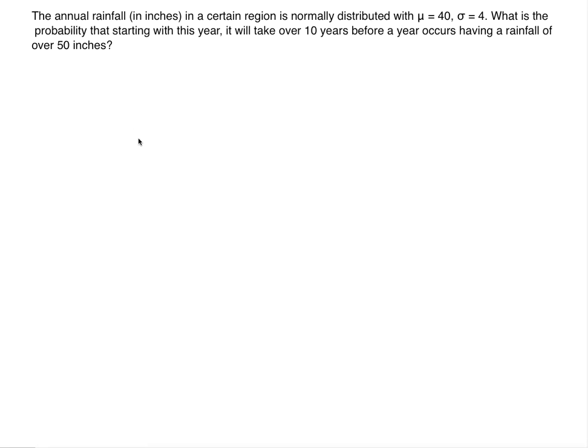The annual rainfall in inches in a certain region is normally distributed with mu equal to 40 and sigma equal to 4. What is the probability that, starting with this year, it will take over 10 years before a year occurs having a rainfall of over 50 inches?